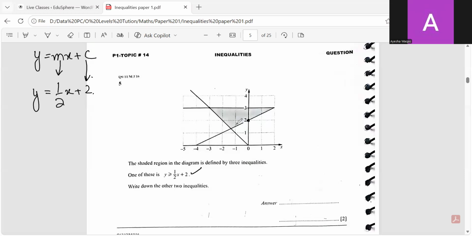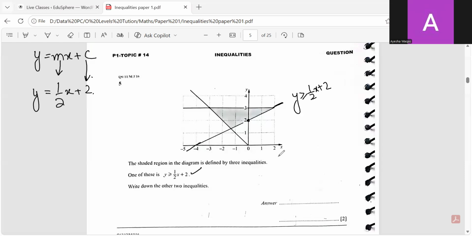So this line we are talking about is y equals 1/2 x plus 2. But since it's an inequality, and the region is defined as y is greater than or equal to 1/2 x plus 2, we know already that the region is above that line. So it's also true, and we can write y is greater than or equal to 1/2 x plus 2.